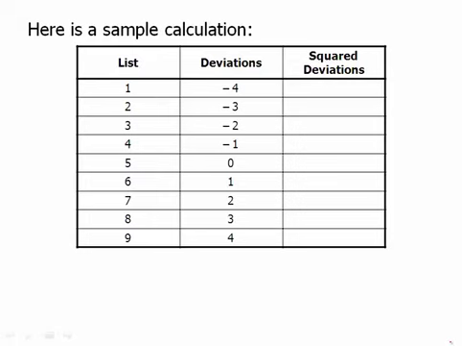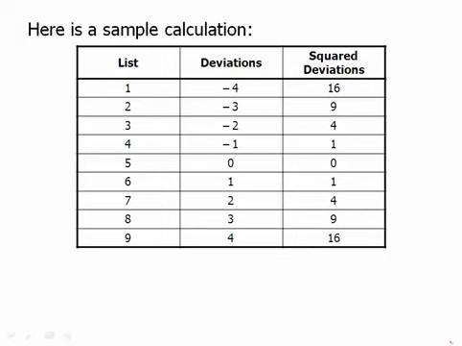The numbers less than 5 have negative deviations. The numbers bigger than 5 have positive deviations. That's the second list. Now to get the third list, we just square everything. So those are the squares. Notice 0 squared is 0. Everything else is positive. So now we have the list of the squared deviations.